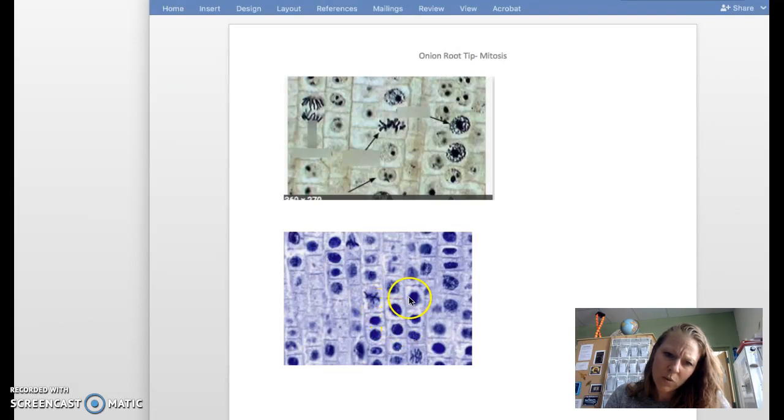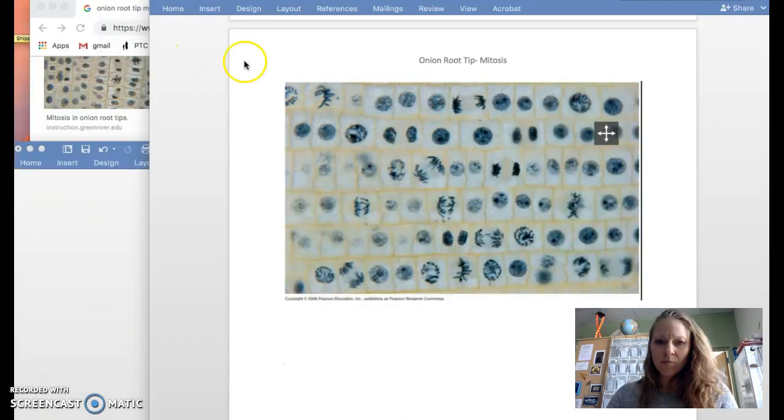Let's see if we can find one. I don't see one here. Let me get a different cell. Okay, so here, this is a telophase. Can you see how this is still one cell right here? But there's two sets of genetic material in that one cell. There's lots of great examples here. Let's go through a couple more examples.